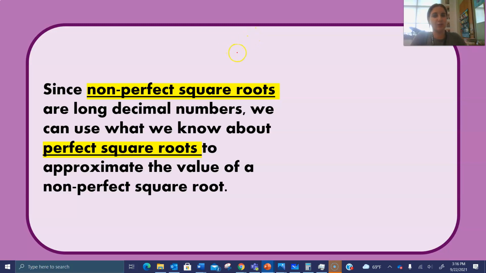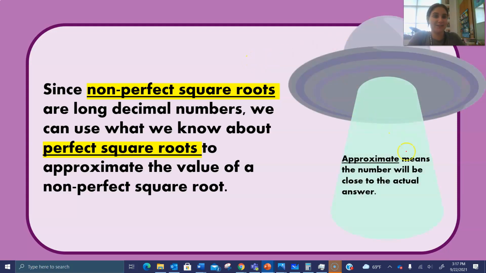Since non-perfect square roots are long decimal numbers, we can use what we know about perfect square roots to approximate the value of a non-perfect square. And approximate means the number will be close to the actual answer. So it won't be the real actual answer, but it'll be close to it. This way we can approximate these numbers without using a calculator or something. We can do it ourselves.